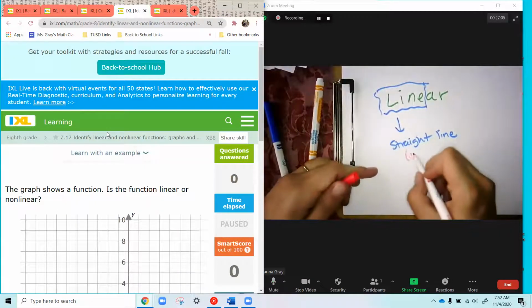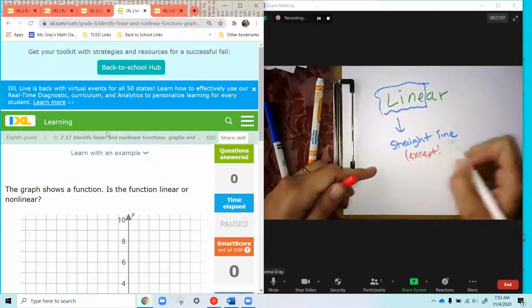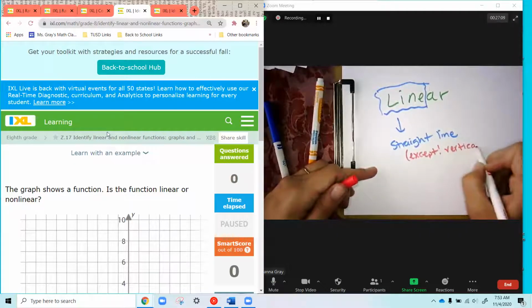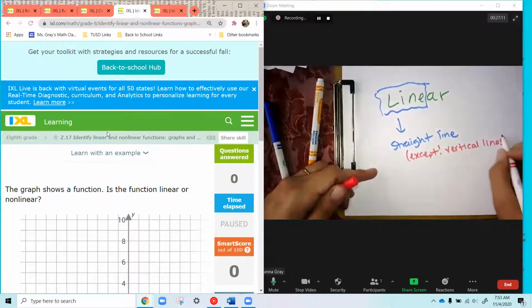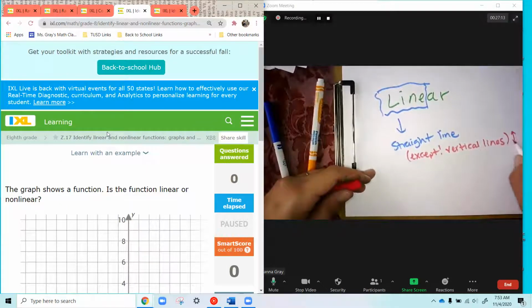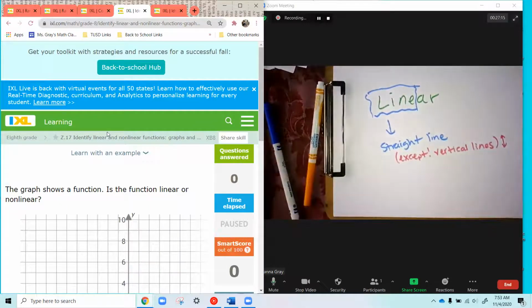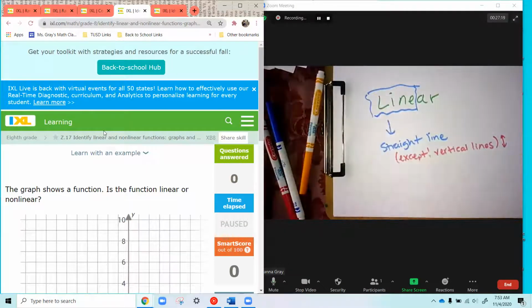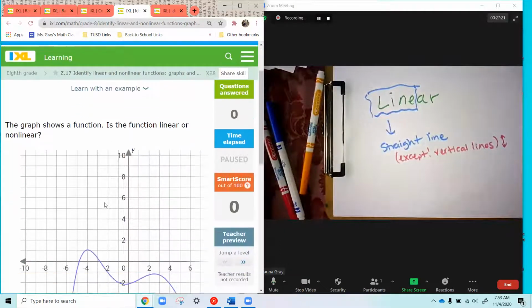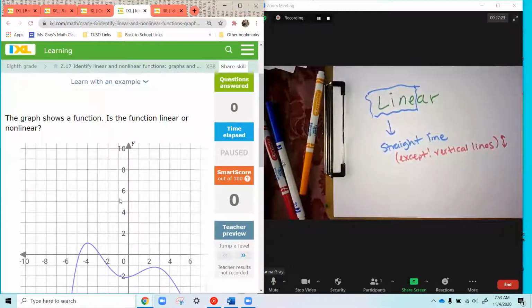Except vertical lines. So the only one that's not considered linear is a vertical line. So one that's straight up and down. So that's the only straight line that's not considered linear because it doesn't pass all those kinds of tests and things. But the rest of them, it's fine.